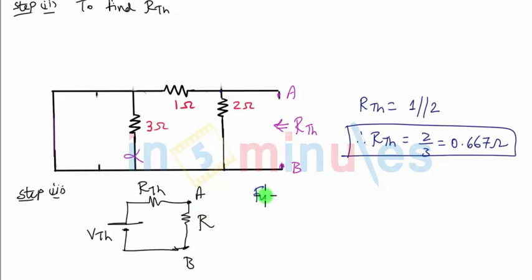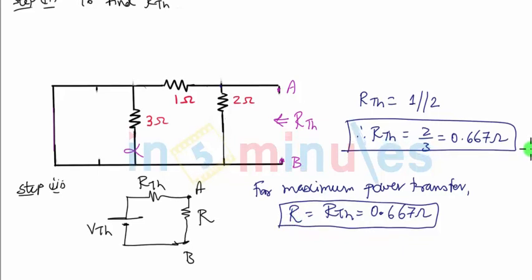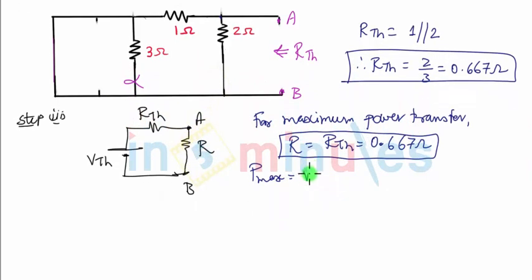First question, for maximum power transfer, what should be the value of R? So the answer is R should be equal to RTH, and that is nothing but 0.667 ohms. That's my first answer. Second question is find Pmax. So Pmax is given by the formula VTH square upon 4 RTH.